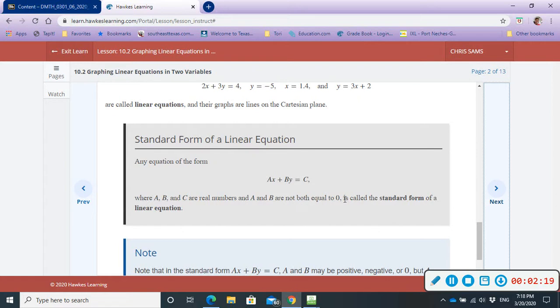Sometimes a or b could be 0, so you'll be left with just y in the equation. Or if b was 0, you'd just be left with x. Either one could be 0, but not both. But this is called standard form.